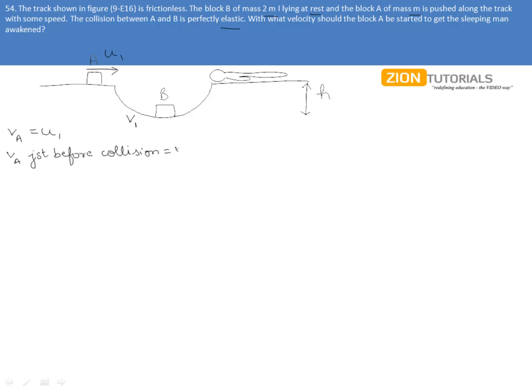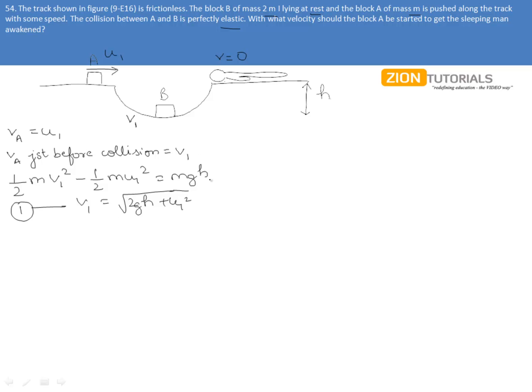Now I can write, from energy conservation, that half m v1 square minus half m u1 square equals mgh, giving me the value of v1 to be under root 2gh plus u1 square. Let us mark it as equation number 1. Now, when block B hits this man, the minimum velocity possible is 0. That is, it will be just greater than 0. So I can take this v to be 0.